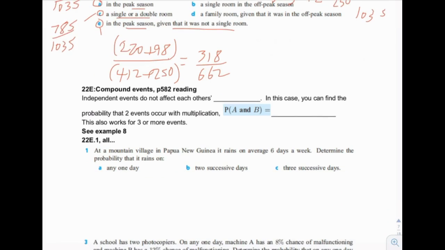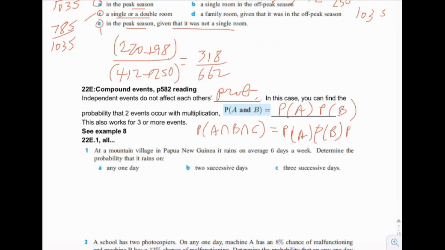22E, compound events. Independent events do not affect each other's probability. In this case, you can find the probability that two events occur with multiplication. So if you want the probability that A and B occur, you could find it with probability of A times the probability of B. This also works for three or more events. For example, you could have probability that A, B, and C all occur. You could say probability of A times probability of B times probability of C.